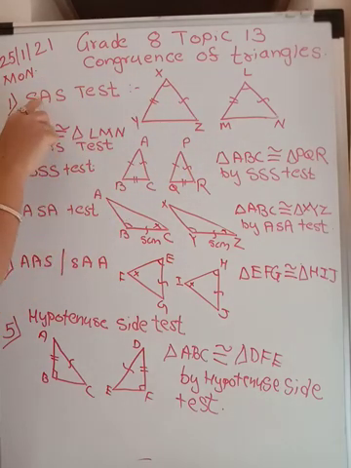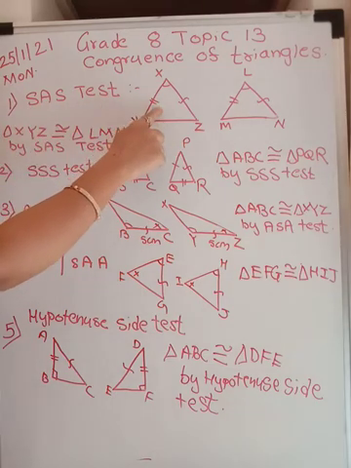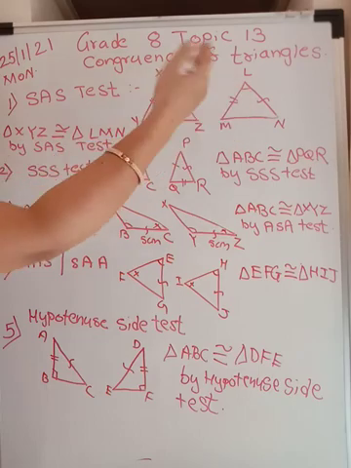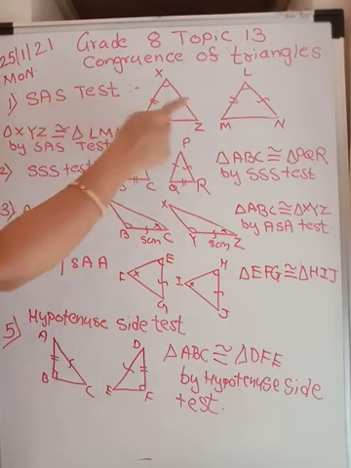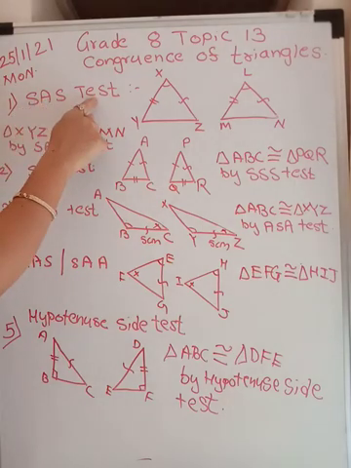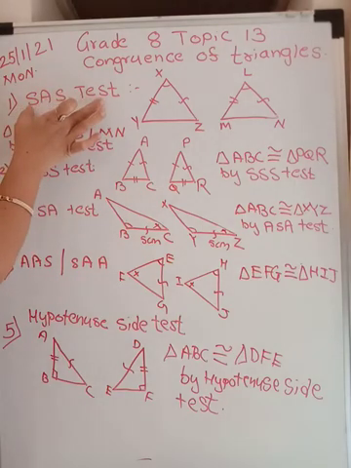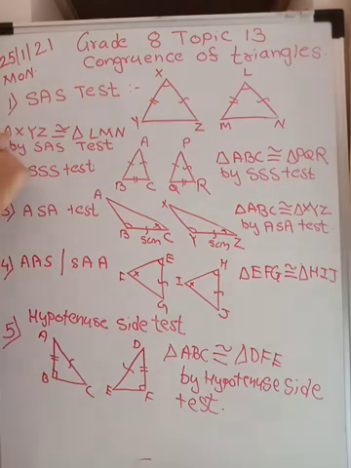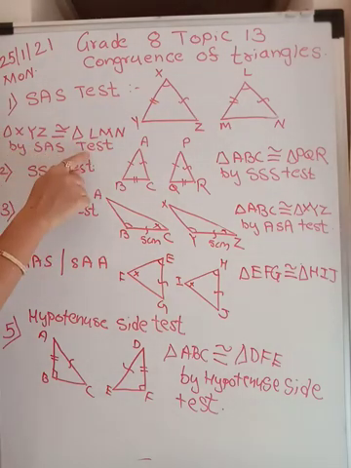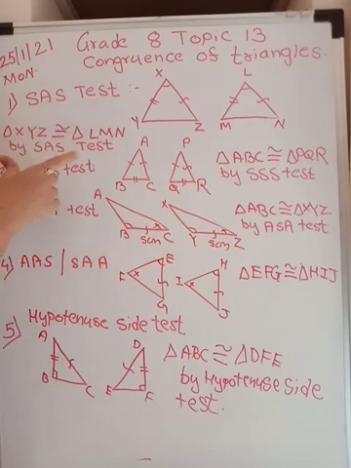When two sides and one included angle of one triangle is correspondingly equal to two sides and included angle of another triangle, then two triangles are said to be congruent by SAS test. I want you to write this test, draw this diagram, write that triangle XYZ is congruent to triangle LMN by SAS test, and write the definition which I have just now told you. It is given on page number 86 of your textbook.